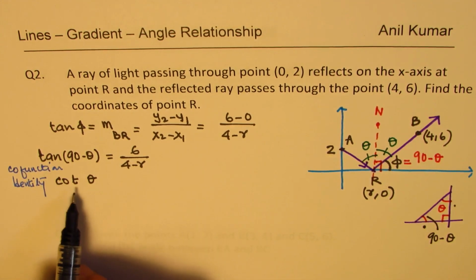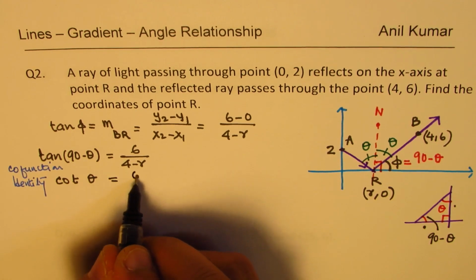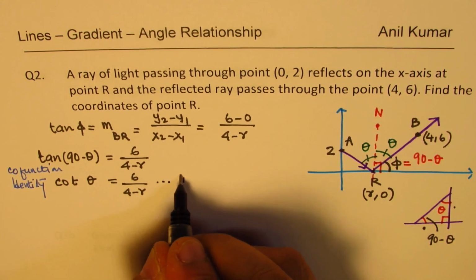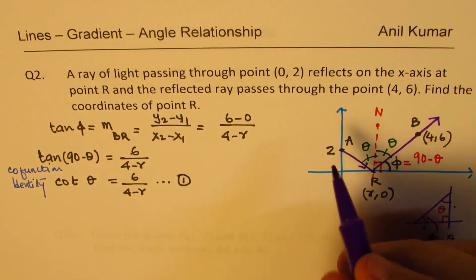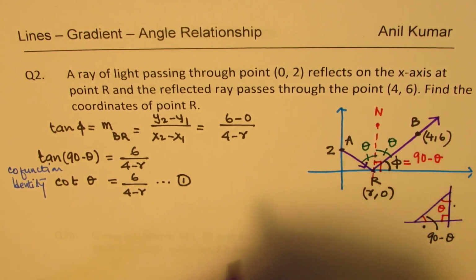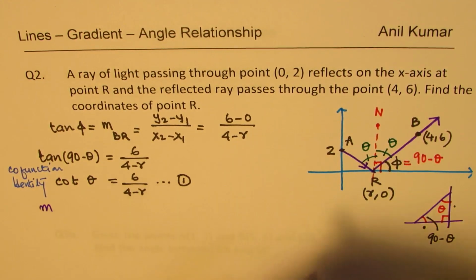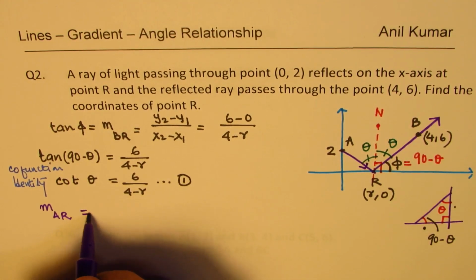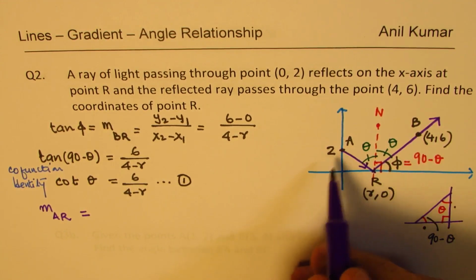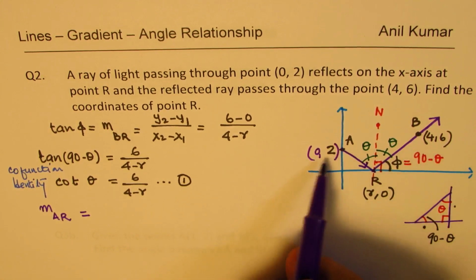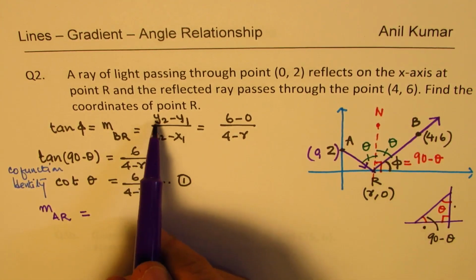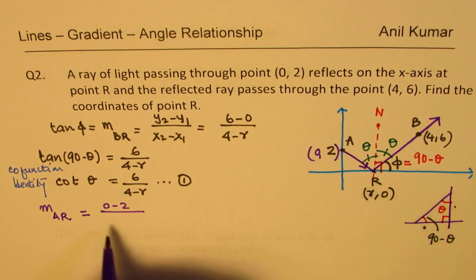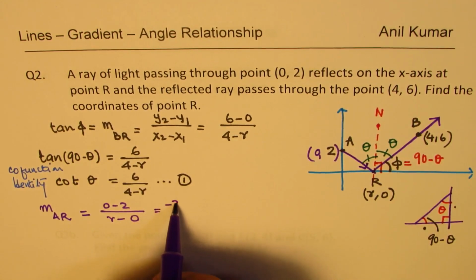So we get cot of theta is equal to 6 over 4 minus r. Let's call this our equation number 1. Okay. Now let us consider the line AR. What is the slope of this line? So slope m of AR is equal to, again we'll use the same formula. We have (0, 2) here and the coordinates (r, 0). So using y2 minus y1 divided by x2 minus x1, we get 0 minus 2 divided by r minus 0, which is minus 2 over r.